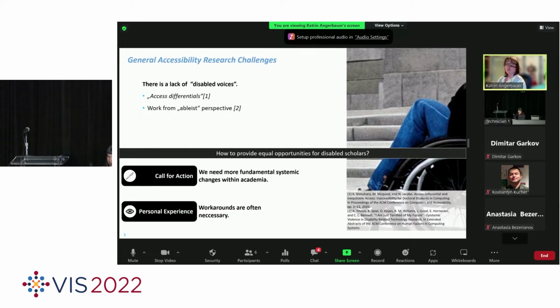And from a personal perspective, let me tell you that those access differentials are actually real, and I have to put in sometimes a lot of work to get where I want to be, and workarounds are often necessary. But I'm really grateful that nowadays we also have hybrid conferences and so on, because with a mobility disability, traveling is not always that easy, and it's good to have that option.